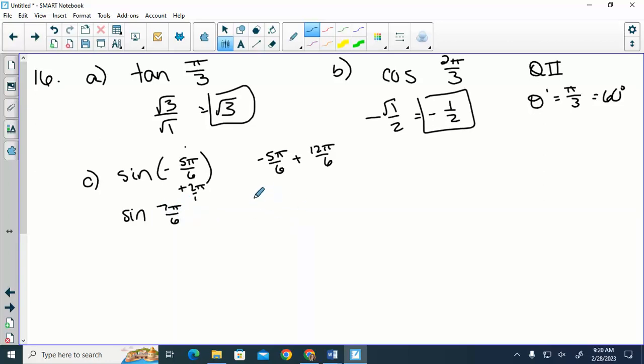What quadrant is that in? 3. Because the top's one more. Reference angle is pi over 6, which we know is the same as 30 degrees. In quadrant 3, all students take calculus, tangent's positive, so sine is negative. Sine of 30 degrees. Square root of 1 over 2, so we get negative 1 half.